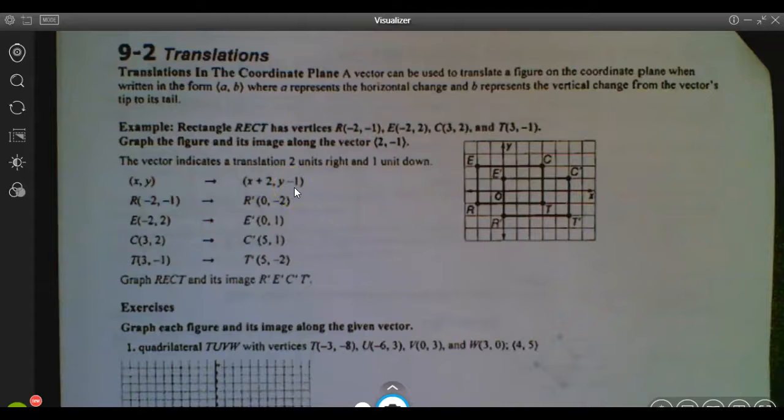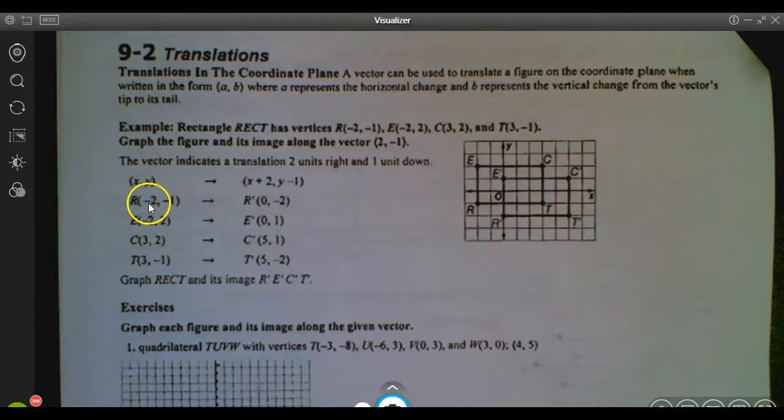So guys, there's really 2 ways that you could get a rule for this. They can give it to you as a vector, and it still tells me to add 2 and subtract 1. Or they can write it out this way. Typically, I prefer this method because it's super straightforward and obvious. Add 2 to your x's, subtract 1 from your y's. So you can also get the rule this way though. And so here's our translation.